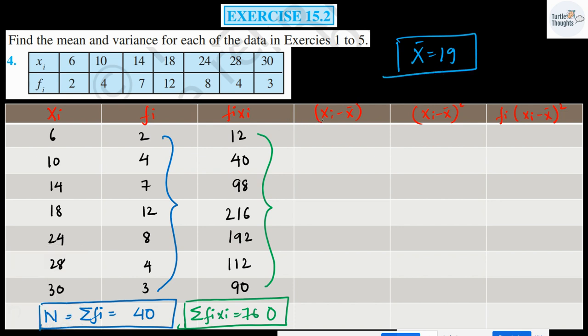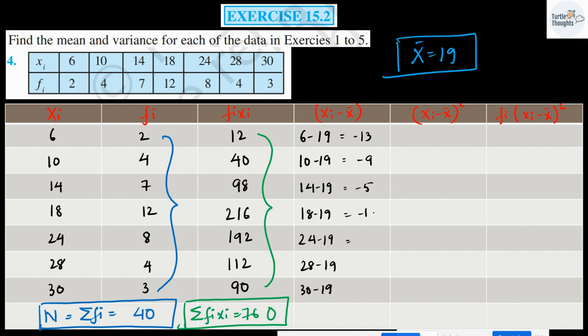Substituting the same, xi minus x bar. So here I will be getting 6 minus 19. Here I will be getting 10 minus 19. Here it is going to be 14 minus 19. Here it is going to be 18 minus 19. Here it is going to be 24 minus 19, 28 minus 19, 30 minus 19. 6 minus 19 is going to be minus 13. 10 minus 19 is going to be minus 9. Next it is going to be minus 5. It is going to be minus 1. 24 minus 19 is 5. 28 minus 19 is 9. 30 minus 19 is going to be 12.